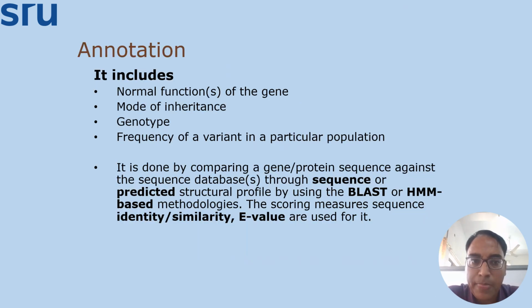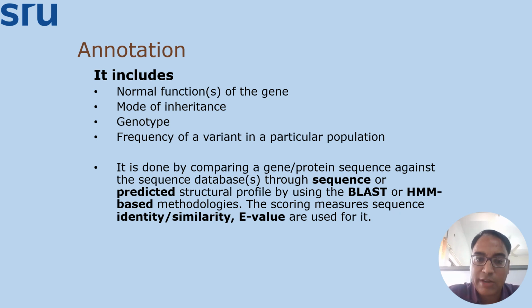To move forward, as we discussed earlier, annotation means predicting the normal function of a gene, its mode of inheritance, genotype, and the frequency of a variant in a particular population. I told you protein variants are there, which means there's some variation in the functional aspects for these variants. So annotation means we need to have a clear idea of which variant gives what change in function, and how much percentage there is of each of these variants in a population.